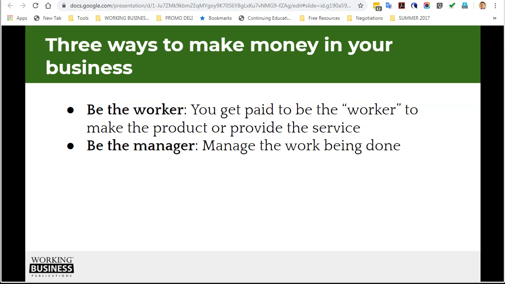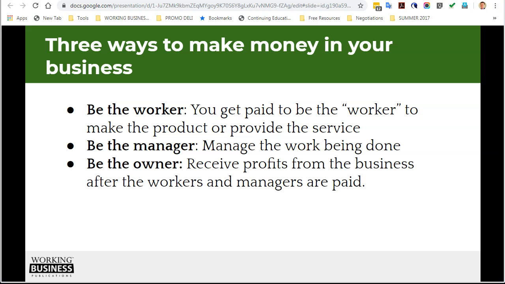The next way is the manager. The manager manages the work to be done, but they're not necessarily doing the specific work to produce the product or service. They might be managing a team of employees, or they might be talking to the customer to get them to understand more about their business. They might be doing tours of the facility or walking them through the process. Anything that's not related to doing the specific work that the customer is paying for and receiving would be the work of the manager.